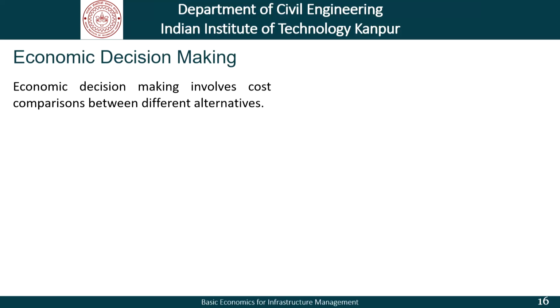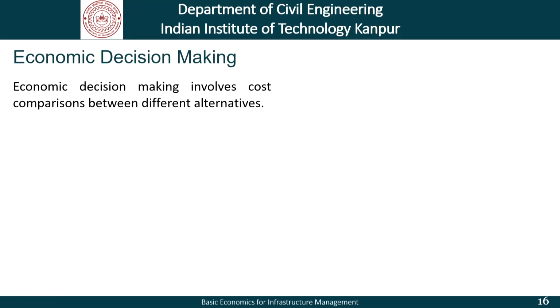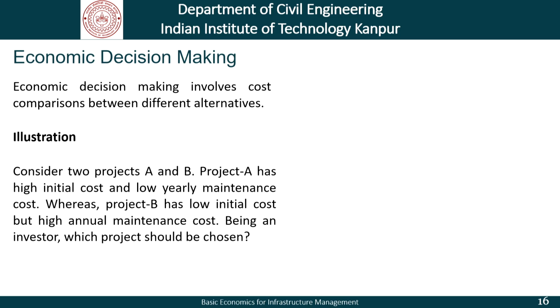Now, moving forward, we come to economic decision making. So far what we have done is learnt a few tools which will help us make these decisions. Now, when it comes to economic decision making, it involves cost comparisons between alternatives. For example, if we consider two projects A and B, project A has high initial cost and low yearly maintenance, whereas project B has low initial cost but high annual maintenance. Being an investor, which of these projects should be chosen?